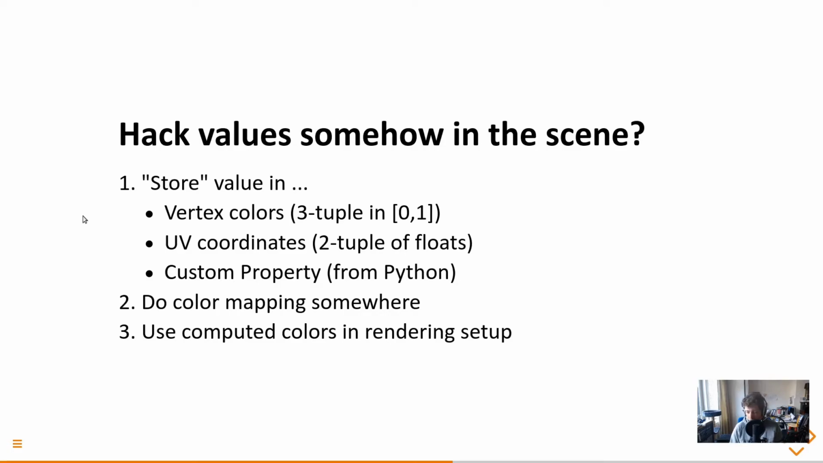So we can hack those values within the scene, for example, by misusing vertex colors to store whatever value you have. So you could convert your velocity vector into 0 to 1 for each of the 3 coordinates, and then color your mesh based on that. Or you could use texture coordinates, so-called UV coordinates, for 2 floats. You could even store some data in a custom property in Python. But you need to do this mapping from the values that you have into colors somewhere, and then use the colors that you compute in the rendering setup.